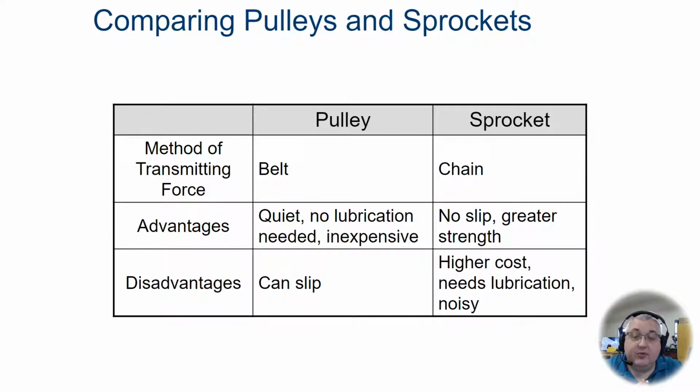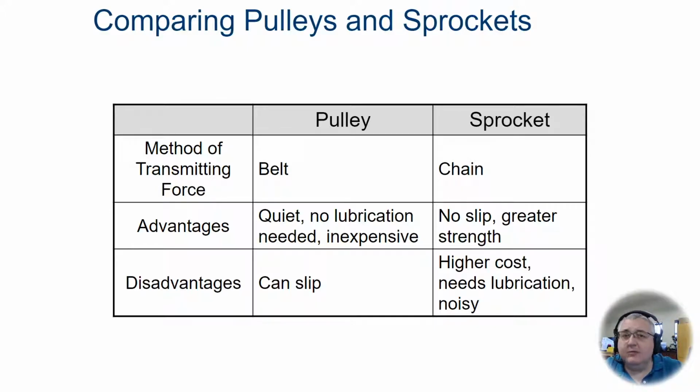The pulley's disadvantage is it can slip. If you apply too much torque on one end or the other, your belt can slide. It's just a friction fit. Sprockets can't do that, but because it's metal, it costs more. The chain is much more expensive, it might be a couple hundred dollars. If it's your bicycle, it's much more common, but it still costs more than a pulley.